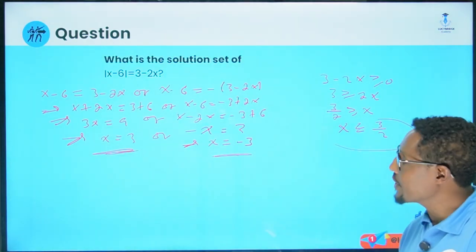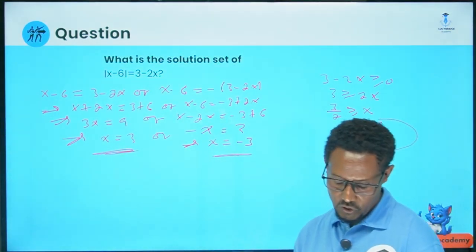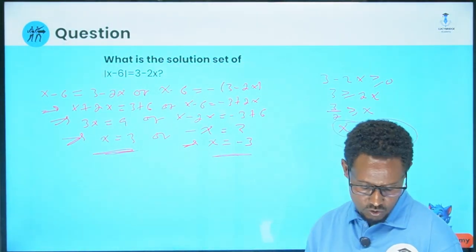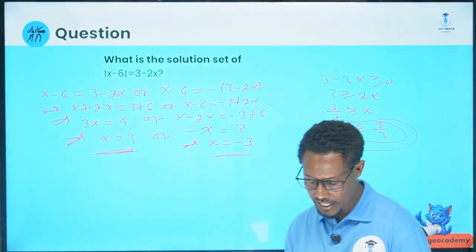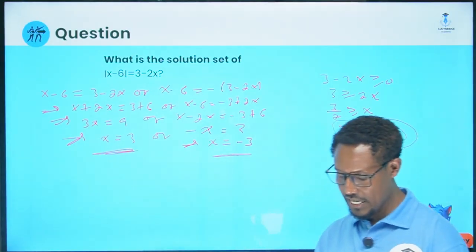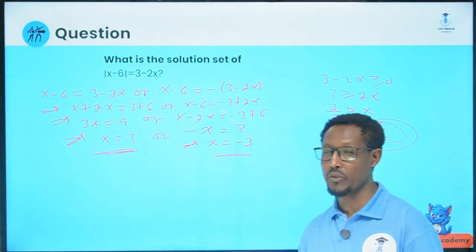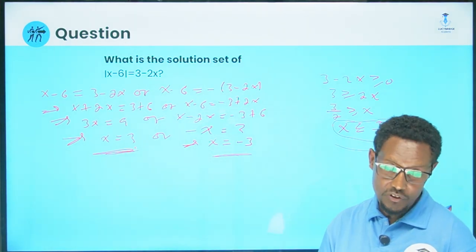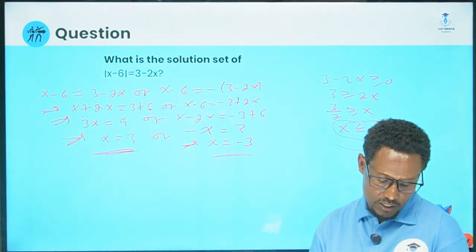Are they in the given domain? Are these two numbers, 3 and minus 3, in the given domain? Compare with our domain. The solutions are 3 and negative 3. Are they in our domain? Our domain is x less than or equal to 3 over 2. 3 over 2 means 1.5, okay? Minus 3 is in this domain, but 3 is not in our domain.